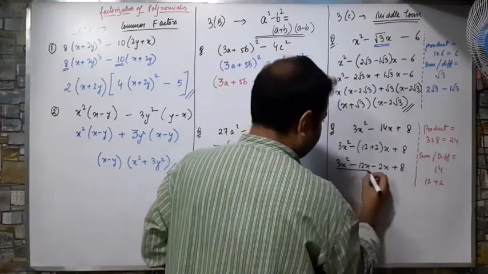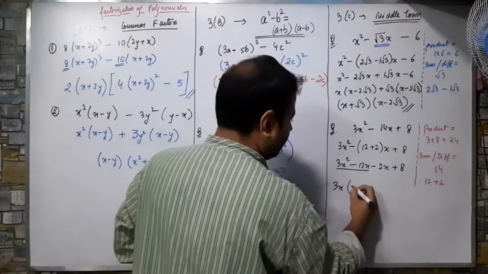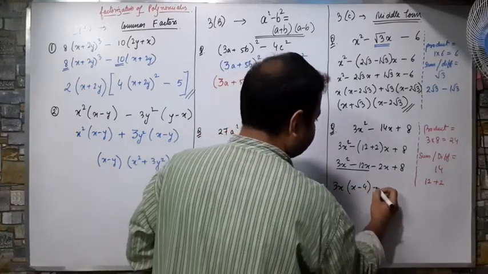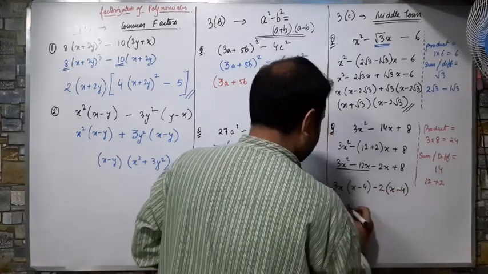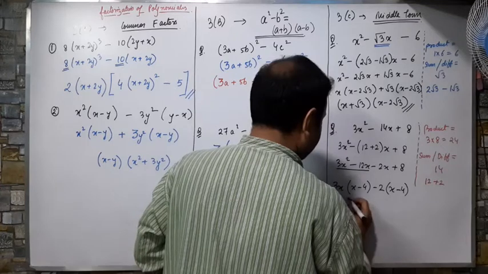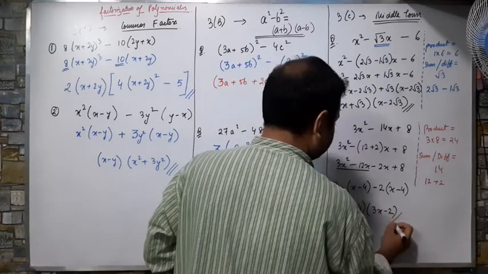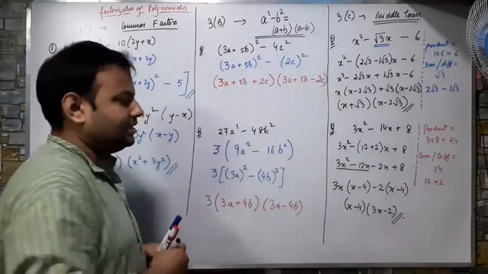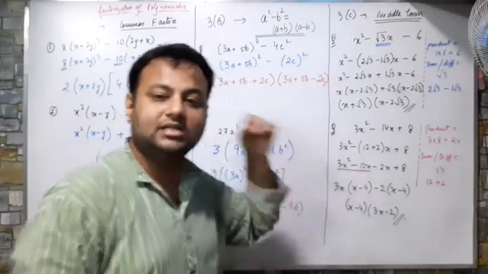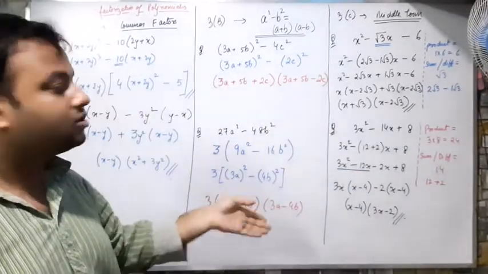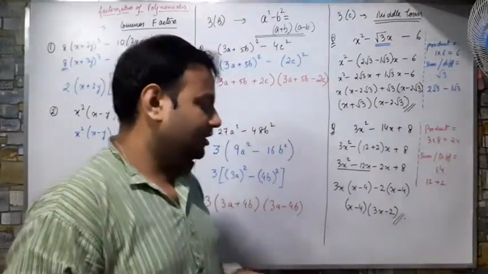Then from here I will get 3x common. I will be getting x minus 4 minus 2 into x minus 4. I will be getting x minus 4 and 3x minus 2. So this is how factorization by middle term is done. We have already done this kind of factorization in class 8 also, so this is just a revision of it. Correct?